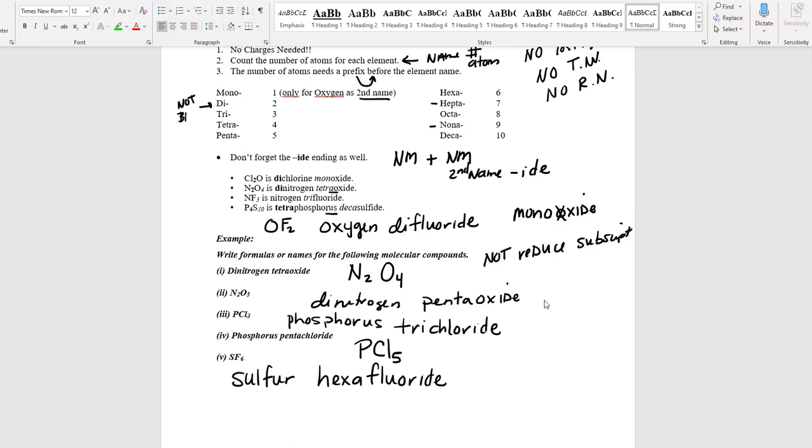Okay, so like I said, very easy in naming, and I don't see you guys having any trouble with this. Okay, but please make a note, don't reduce subscripts. Keep the name, the true name that it is. So that's why they're called molecular, not empirical compounds, molecular compounds. So keep it the true name.